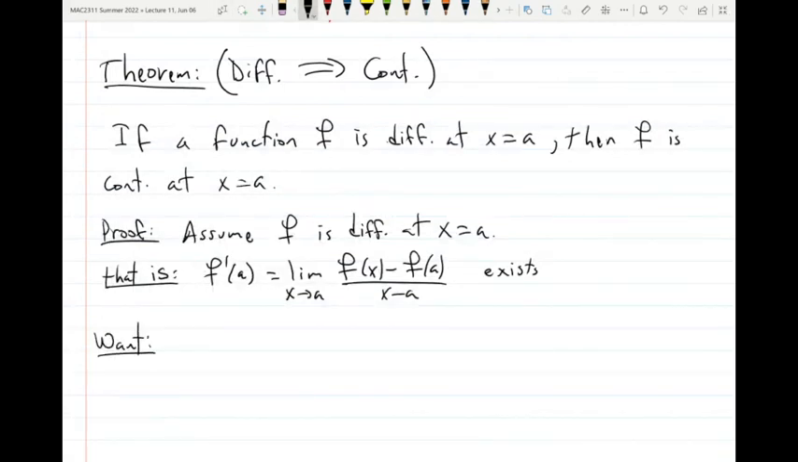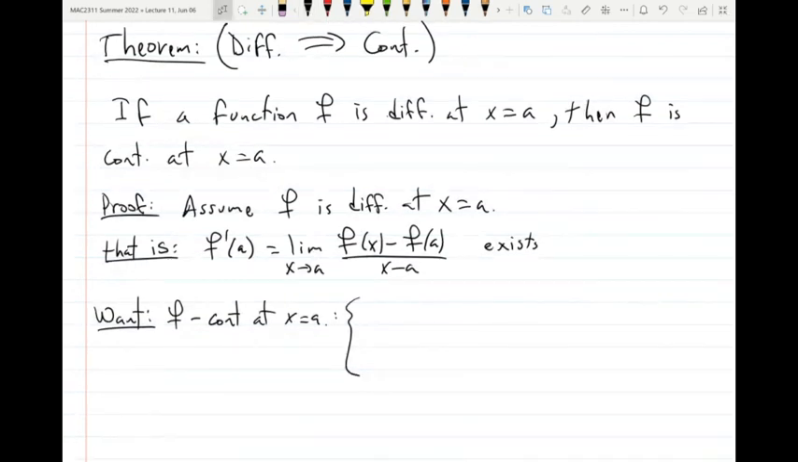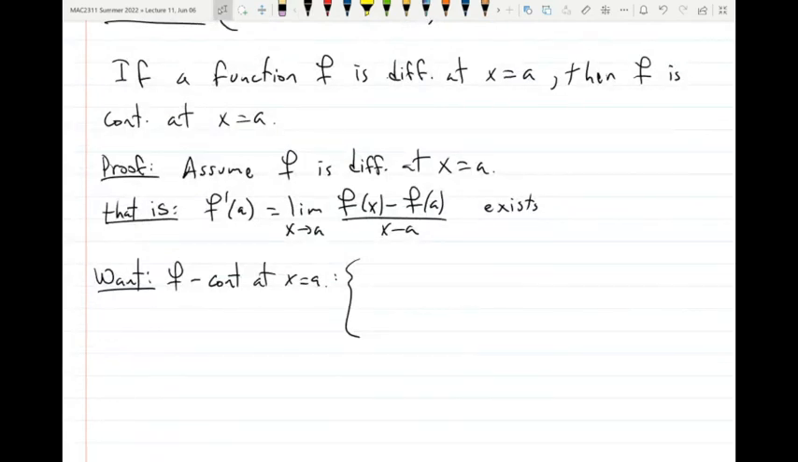From here, we need to show, so what do we want? It's good to have what we want. We want to show that f is continuous at x equal a. So to argue this, what do we need to argue? There are three things that we need to argue. What are they? In other words, the three items of continuity. That was a question in your exam, right? So what do we need to argue? The function is defined at x equals a. Is the function defined?